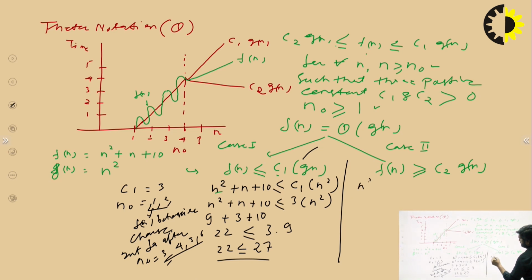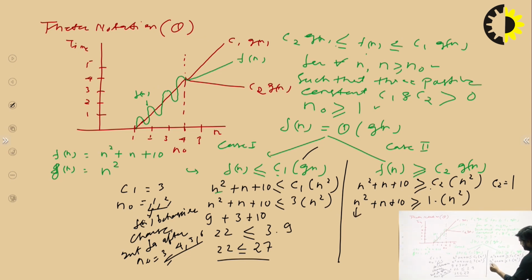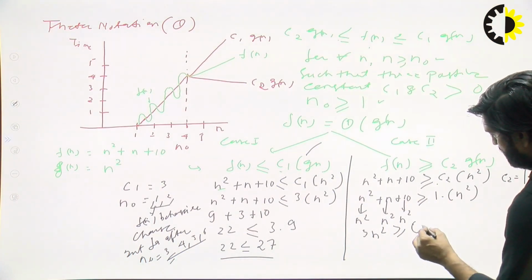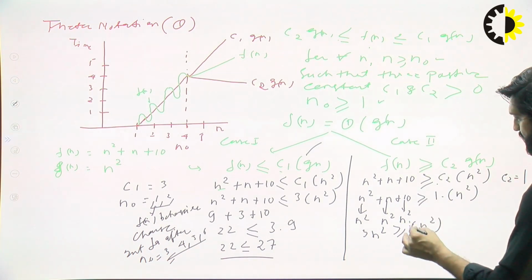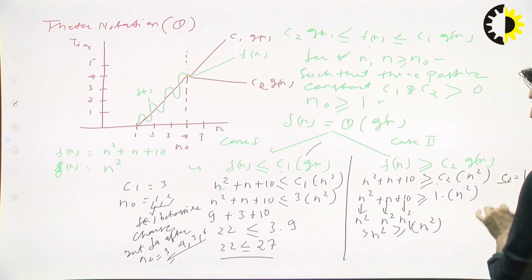Case second: n square plus n plus 10 is greater than or equal to C2 n square. Now we take a value of C2. If we put C2 equal to 1, it satisfies the equation. Yes, n square plus n plus 10 is greater than or equal to 1 n square. n square reaches n square, n also grows to n square, and 10 also grows with n square. Maximum growth is n square, so 3 n square is greater than or maybe equal to n square, depending on the constant C. Okay, now the value of C2 is 1 and C1 is 3.